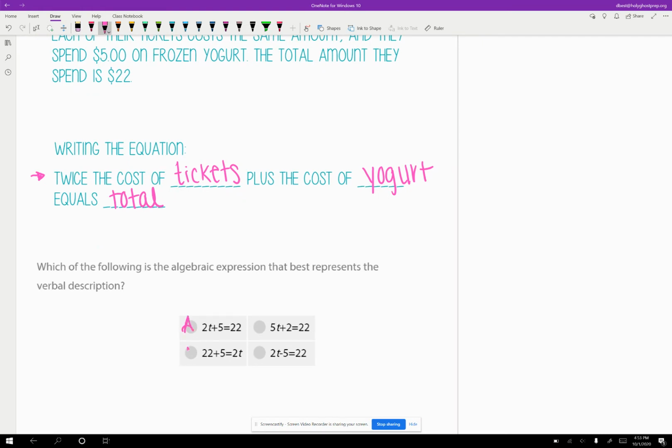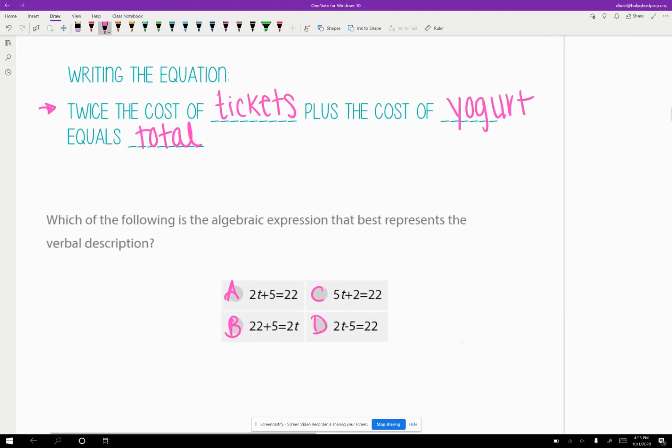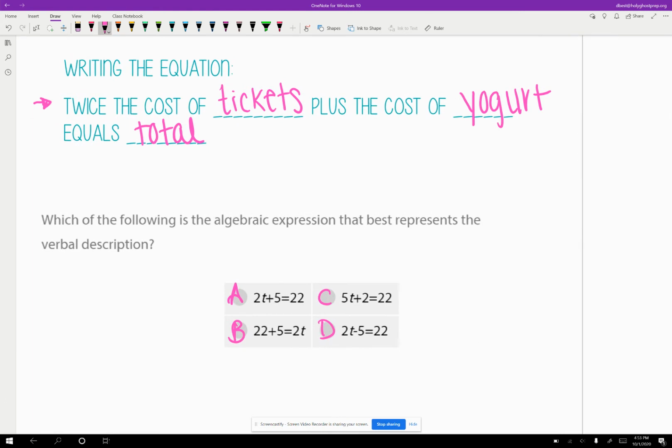And I'll label them A, B, C, and D. I'm going to zoom in a little bit for you. So which one accurately depicts this sentence? Twice the cost of tickets plus the cost of yogurt equals the total. And you should have selected option A, because 2 times T would be the cost of the tickets plus the $5 on yogurt equals our total 22.